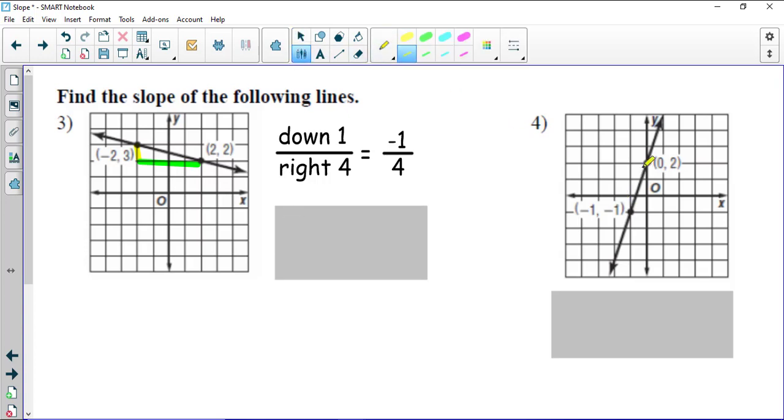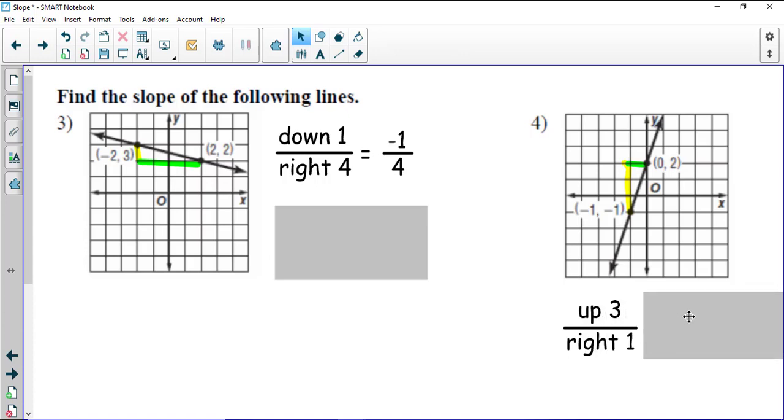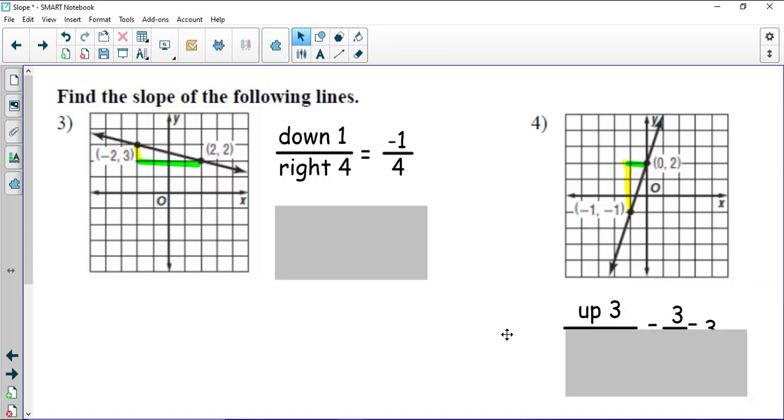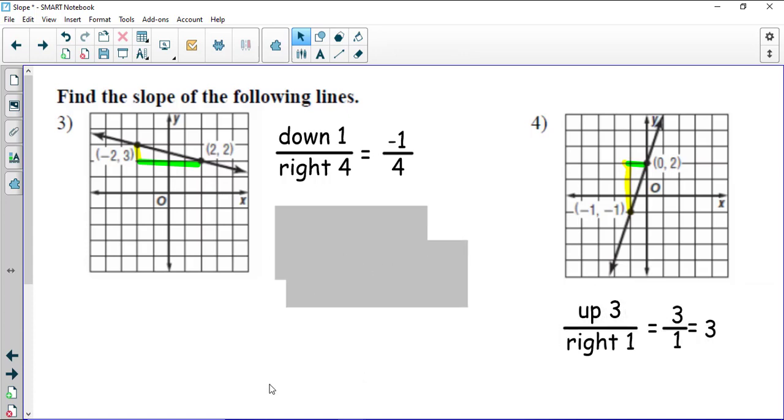So I'm going to go from the point on the left to the point on the right, and I'm always going to do my vertical change first. So I'm going to go up 3 units, and I'm going to go right 1 unit. Sorry that my yellow line got messed up there. But that is going to, just erase that. That is going to be up 3 and right 1, which is positive 3 over positive 1, which is a slope of 3. And that makes sense since it goes up from left to right.